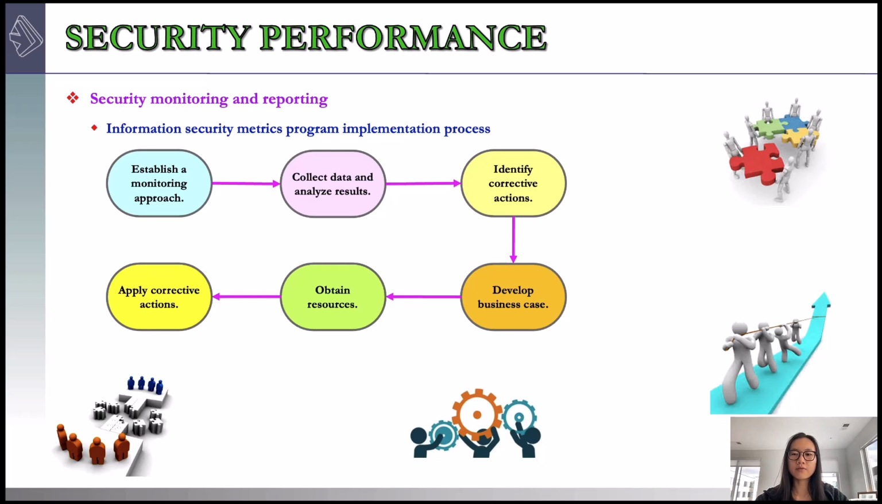This involves developing a cost model for each corrective action and making a business case for taking that action. The fifth step is obtaining resources. This entails gathering the needed budget and resource allocation. The final step is applying corrective actions. These actions may include adjustments in management, technical, and operational areas.